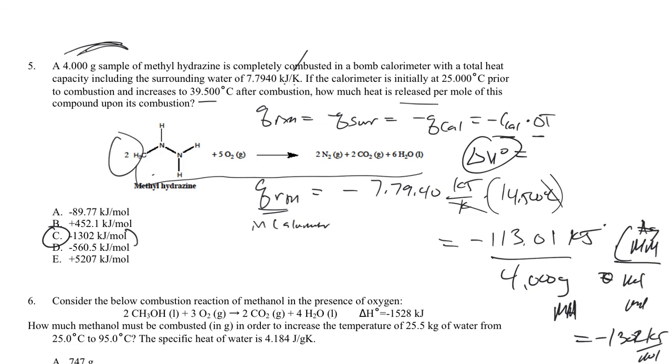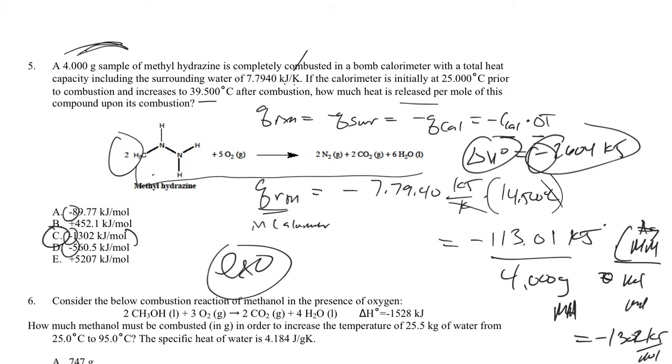would be the 1302 times 2. So it's 2604. Now remember, almost all of these choices are negative. I guess 3 of the 5 choices are negative, but negative because it's exothermic. Exothermic because it's making the water temperature go up.